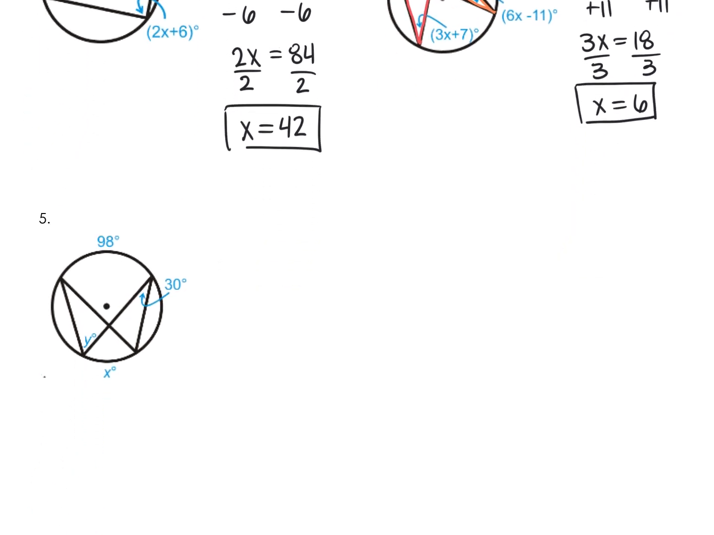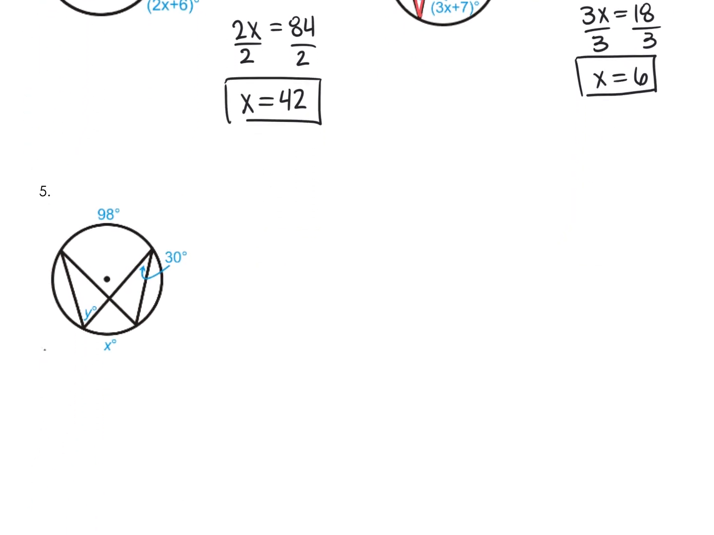All right, so number 5. Looks a bit complicated because we're going to be solving for 2 variables here, x and y, but it's really not so bad. So for my first inscribed angle, my 30-degree one, the arc that it intercepts is x, so that tells me that 30 is 1/2 of x, so I'm going to multiply both sides by 2, and we're going to get that x is 60 degrees.